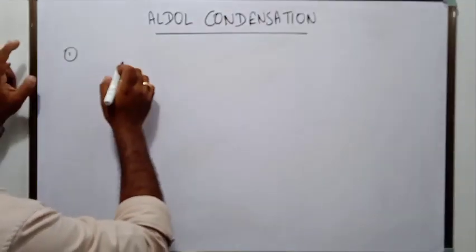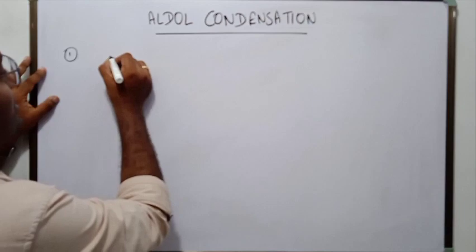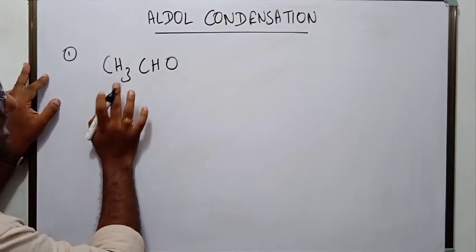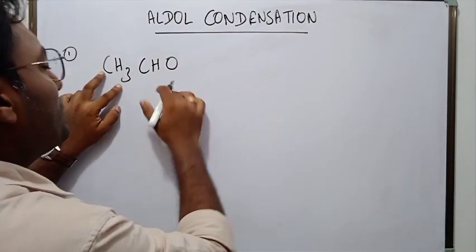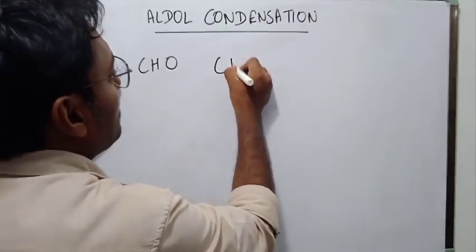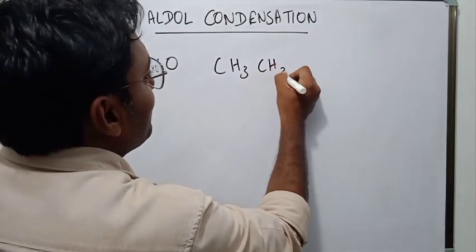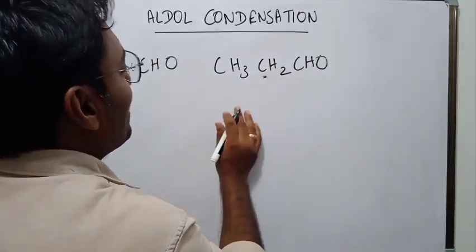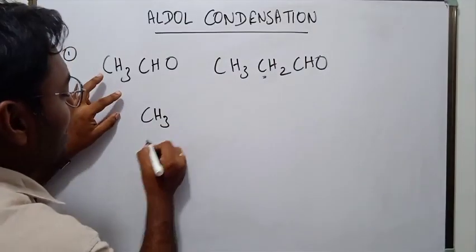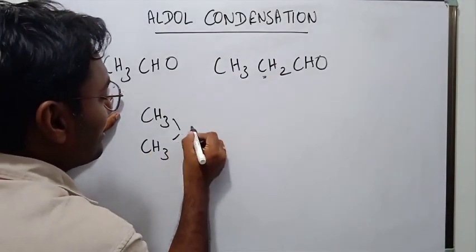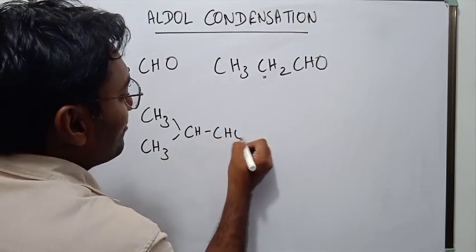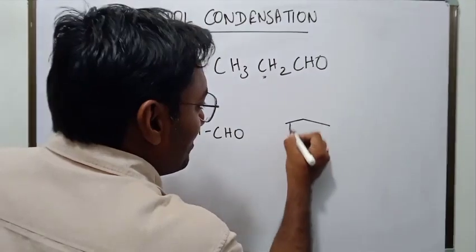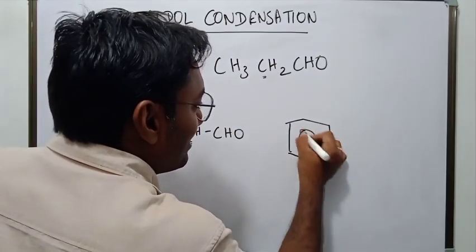The simplest aldehyde that has alpha hydrogen atom is acetaldehyde, right? How many alpha hydrogen atoms here? 3, correct? And there are numerous examples. See, propanaldehyde. How many alpha hydrogen here? 2, correct? And look at this, dimethyl acetaldehyde. Fine. How many alpha hydrogen here? 1. Fine. Now look at this one, phenyl acetaldehyde.